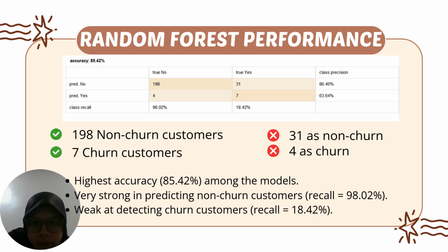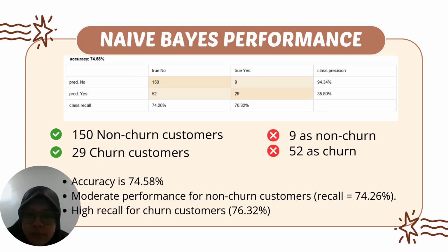For random forest, 198 customers who did not churn were correctly predicted as non-churn. However, 31 customers who actually churned were wrongly predicted as non-churn, meaning they were missed. 7 customers churn were correctly predicted and 4 were false churn predictions. The accuracy is 85.42%, which is very high, but it has poor churn detection.